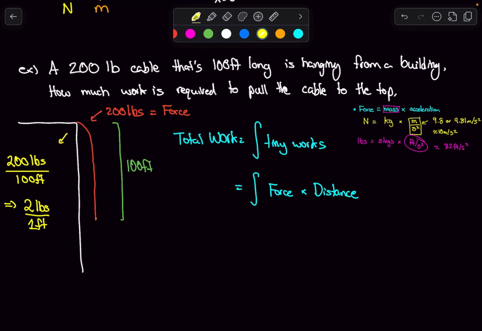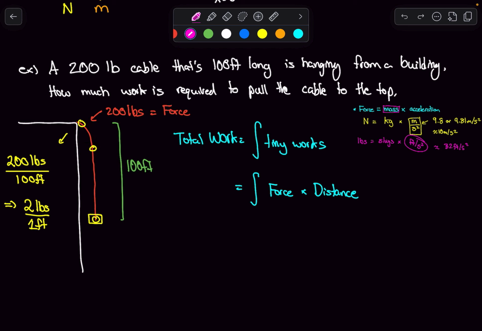But what's varied this time, right? This part of the rope and this part of this cable, they all exert the same amount of force. Gravity is acting on this small chunk of the cable in the same way that it's acting on that small chunk of the cable. But the thing that is different is that each of these pieces, I have to pull up a completely different amount depending on where they start.